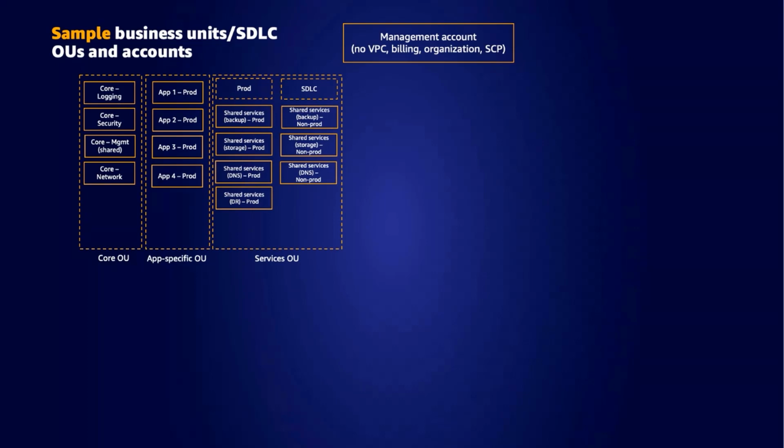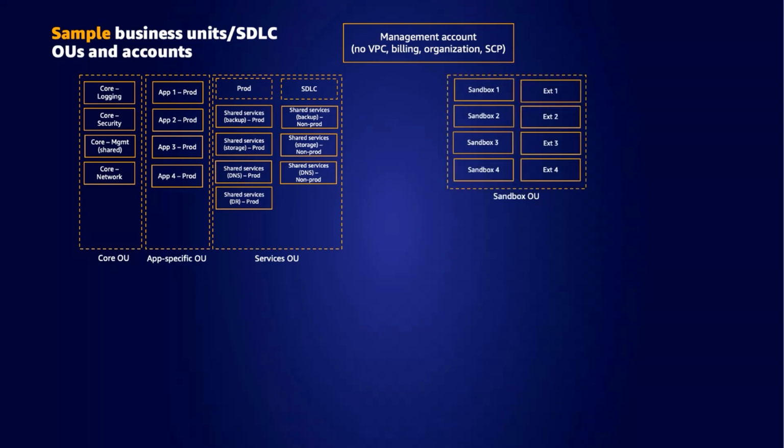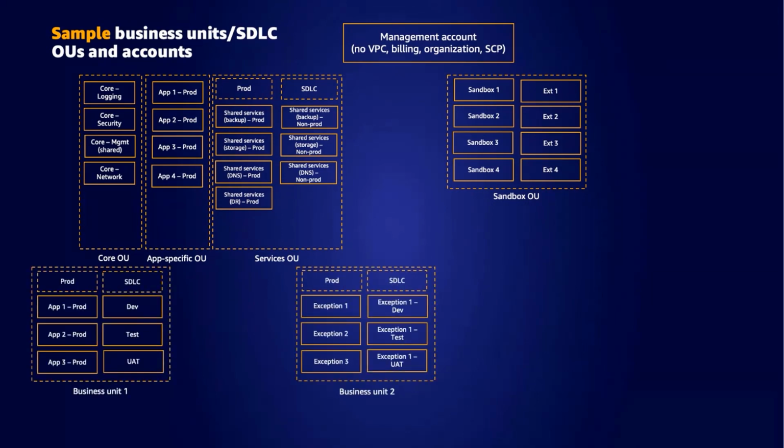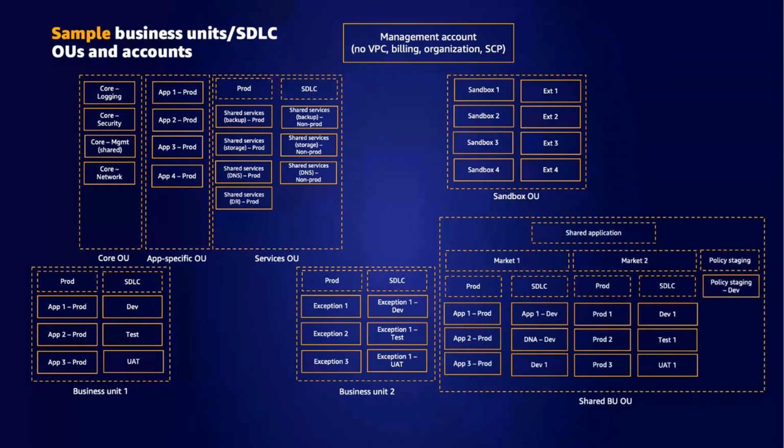So the way it looked is we had a top level management account, and then we had accounts grouped by core application, core OUs, which is the core functionality. Then we grouped application specific accounts in one. Then we had different services grouped together. We created a bunch of sandbox accounts. And then there were accounts that were very specific to business units or different business units. And then we had accounts that were grouped by shared business units where we had different market segments that the customer was servicing. So this was at a very high level how that account structure looked.